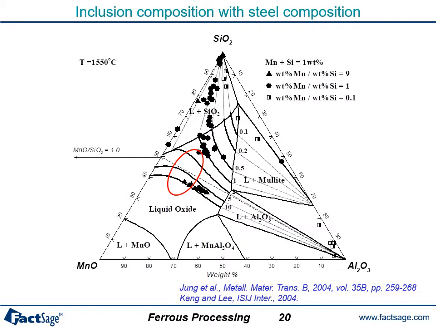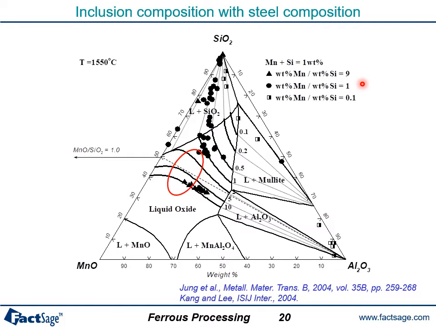So this diagram shows what we want to actually calculate in this example. This is not done by only a phase diagram calculation, so we did two kinds of calculation here. The first one is the MnO-SiO2-Al2O3 ternary phase diagram calculation. And then after that, we did the equilibrium calculation to calculate the inclusion chemistry change depending on our Mn and Si ratio.